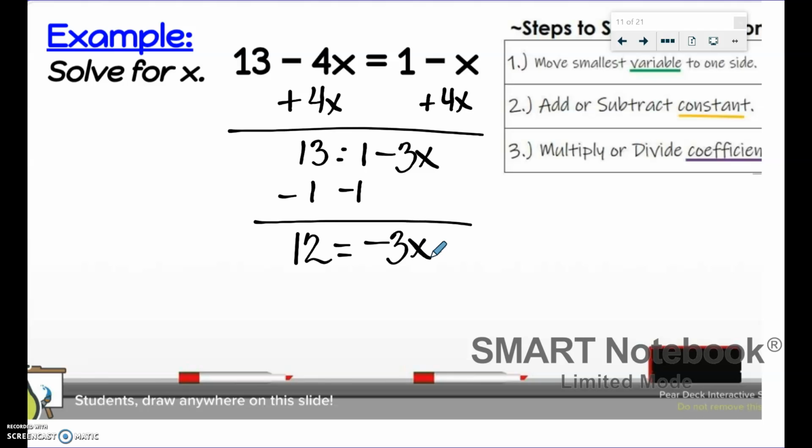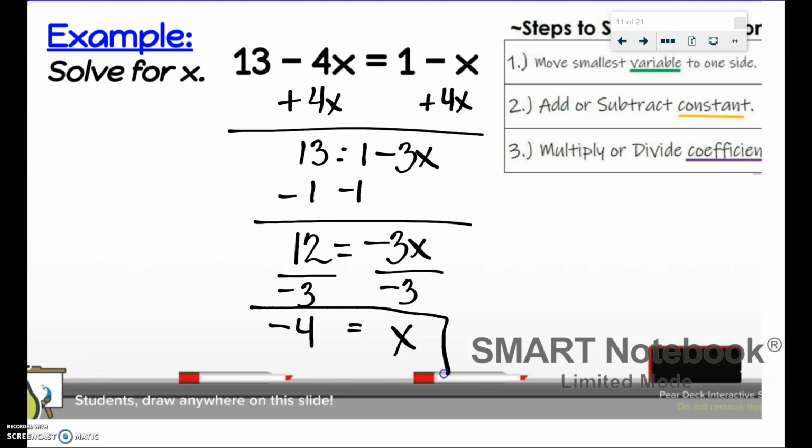Now I'm going to divide by my coefficient. So I divide by -3 on each side. X is equal to -4. Notice this time our x is on the other side. That is okay. Do not move it to be on the left side. It's fine to be on the right. Just move your smallest variable by using inverse operations and go ahead and solve the two-step equation after that.